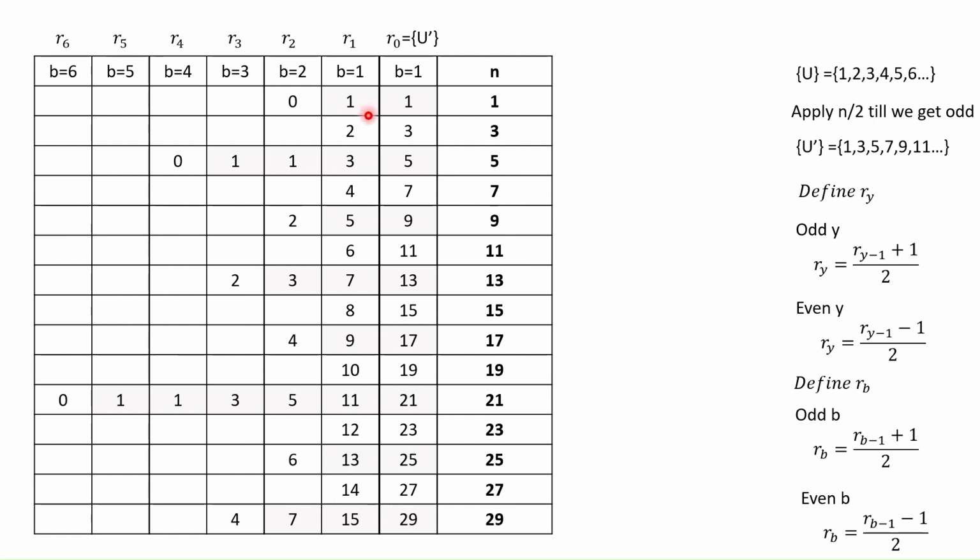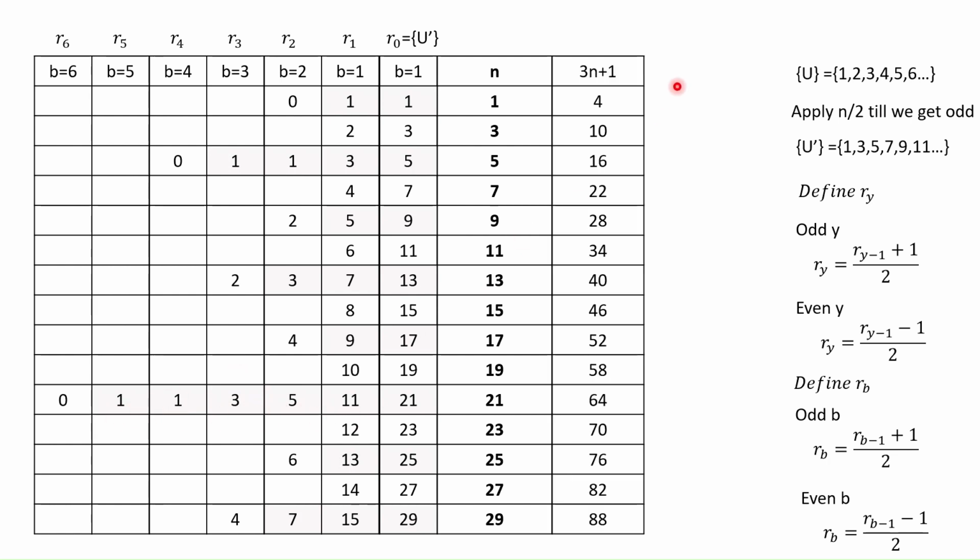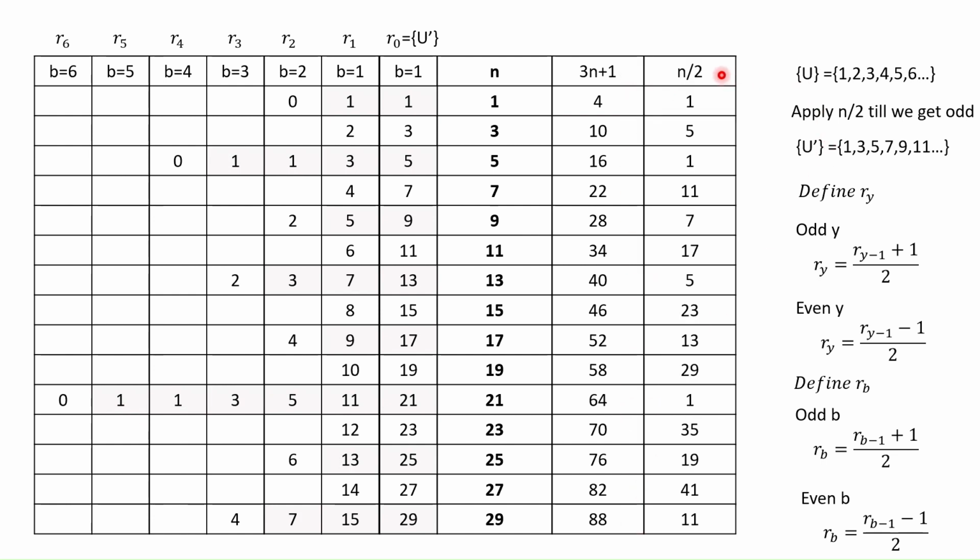Now B ranges from 1 to infinity. It can be however large it's possible. We will keep on continuing till the value for R is odd. When we apply 3n plus 1, these are the values that we get, all even values, and then we can apply n by 2 one or multiple times depending upon the requirement, and then we get certain values. Now let's define nx.